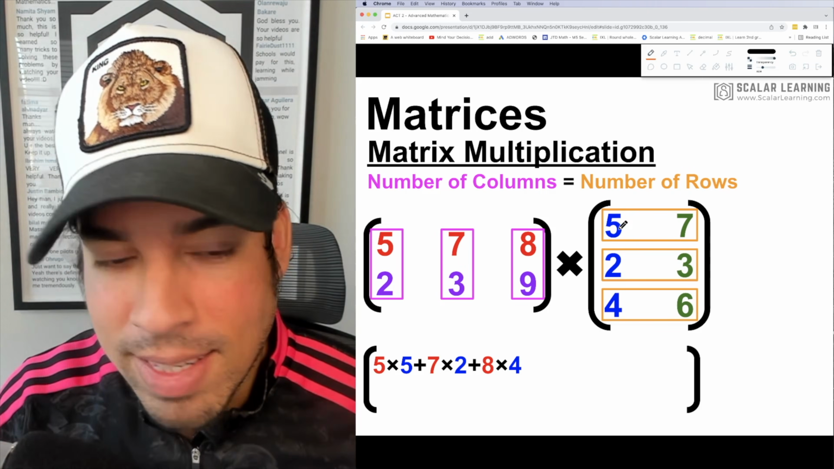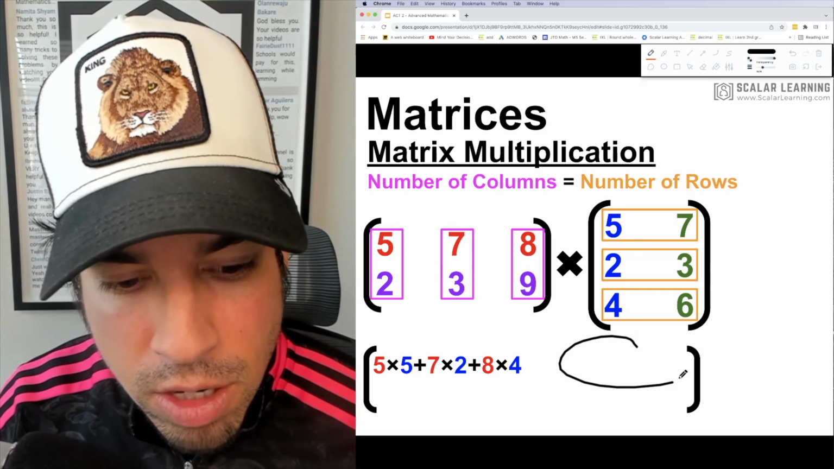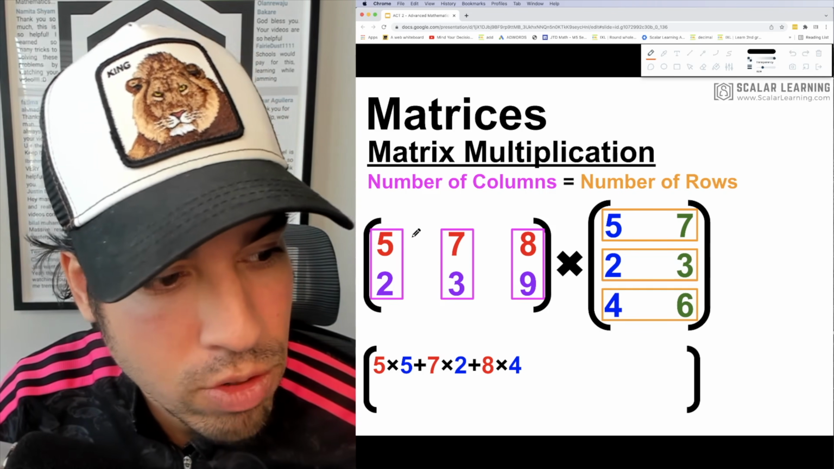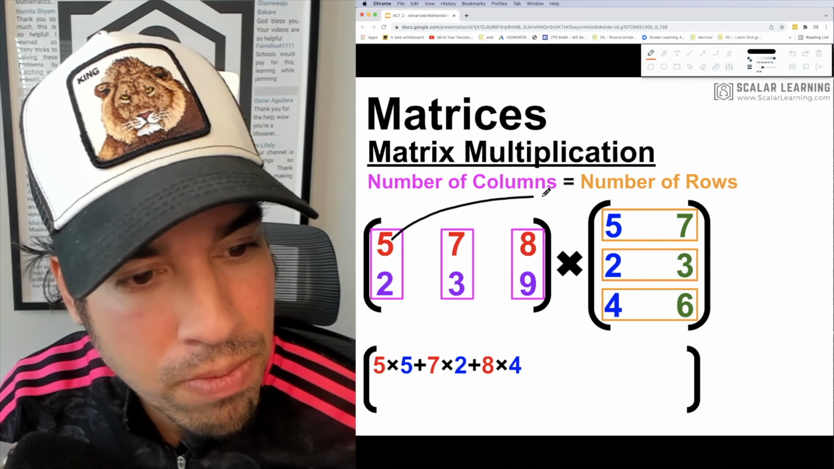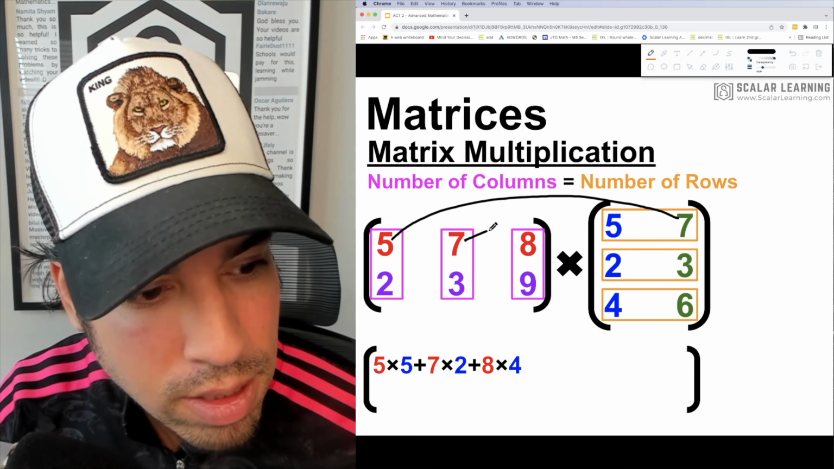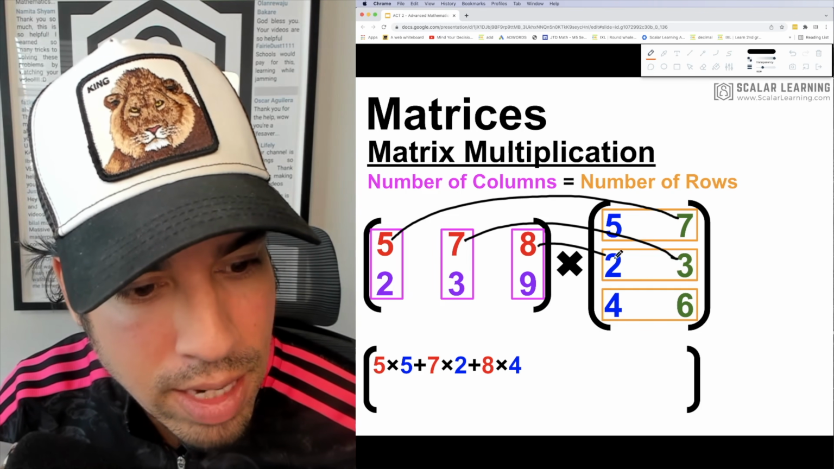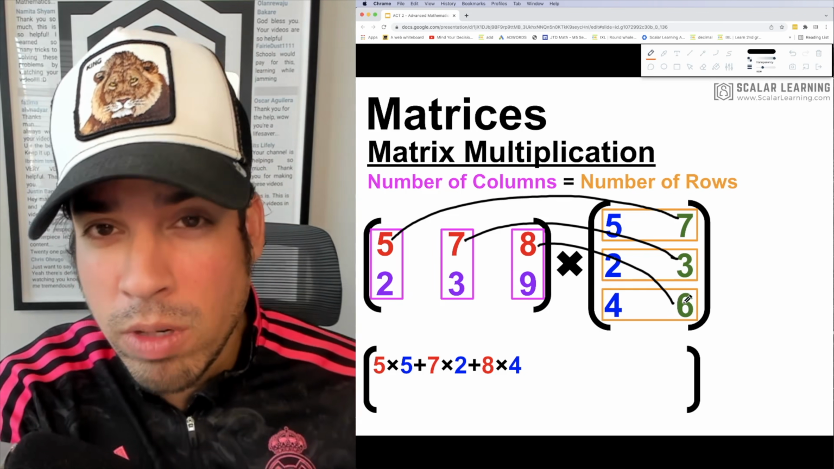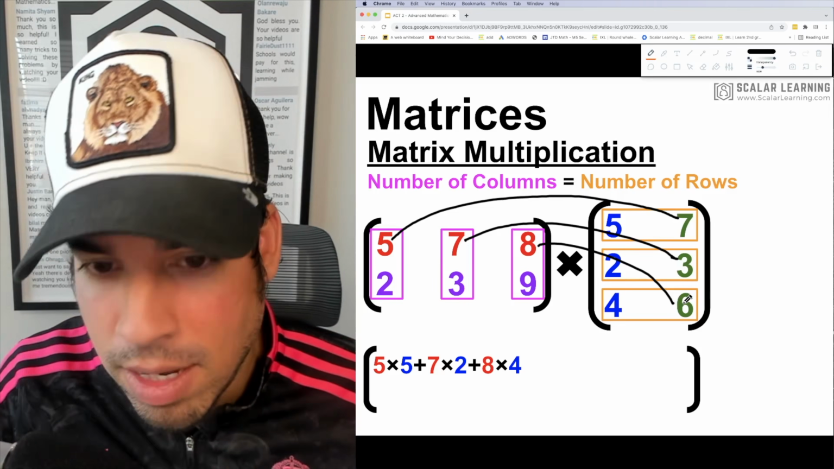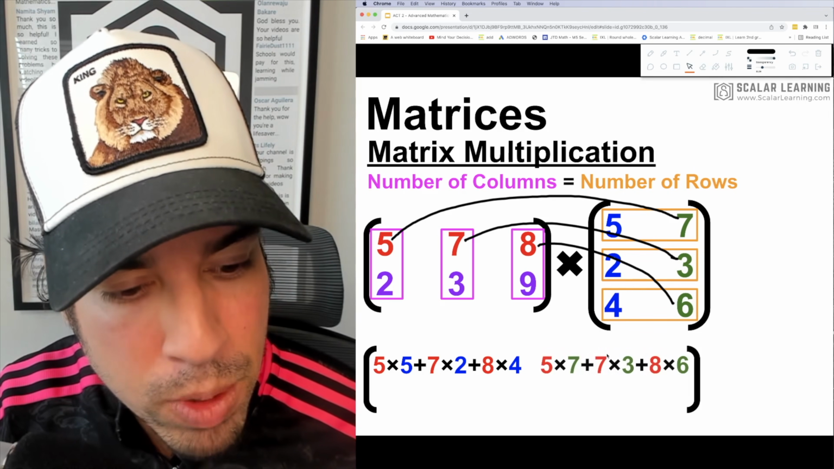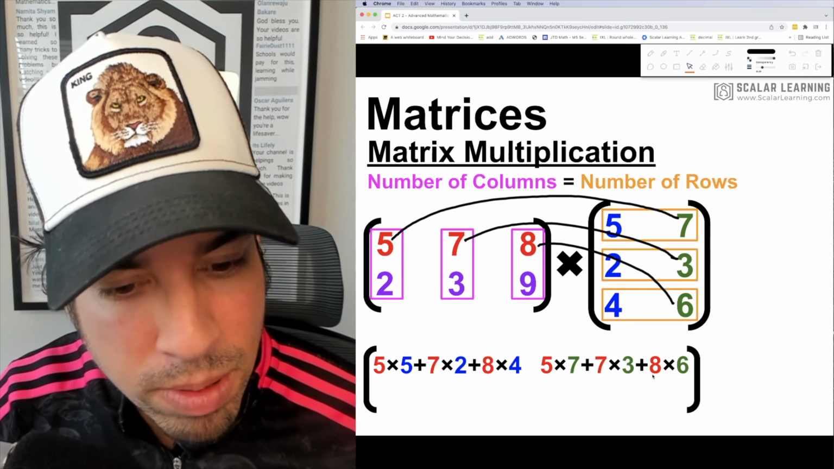Okay, now what about the next spot over up here? What's going to go there? Check it out. We continue that same process, but now we go 5 times 7 plus 7 times 3 plus 8 times 6. So you can see it keeps going across and down, across and down. So we've got, boom, 5 times 7 plus 7 times 3 plus 8 times 6.